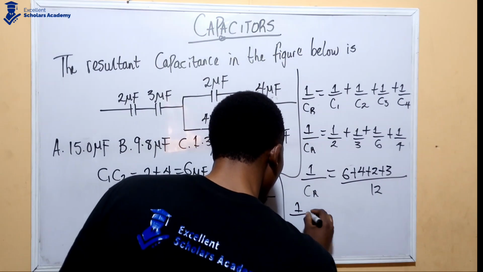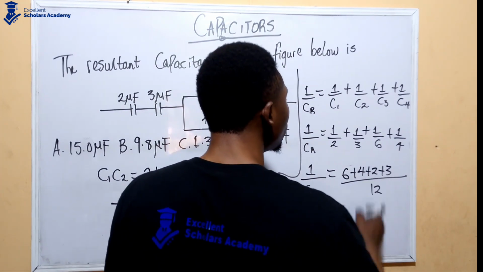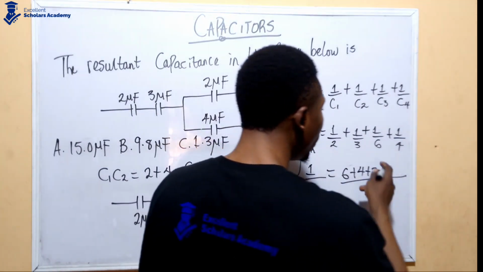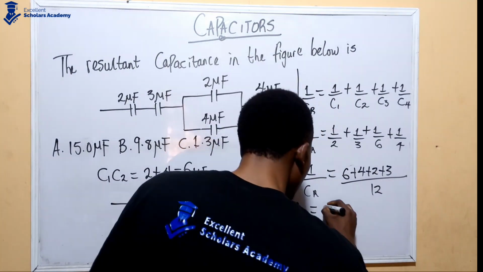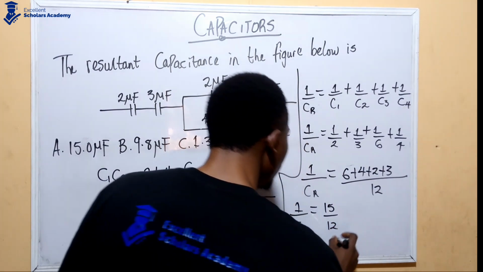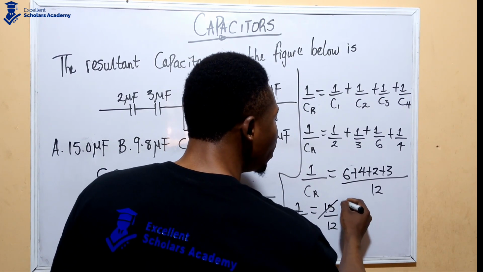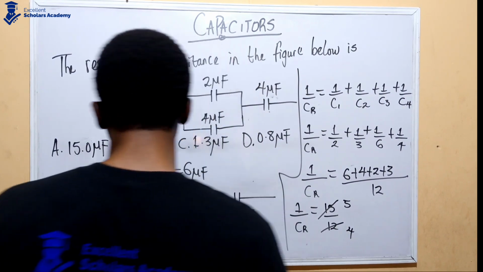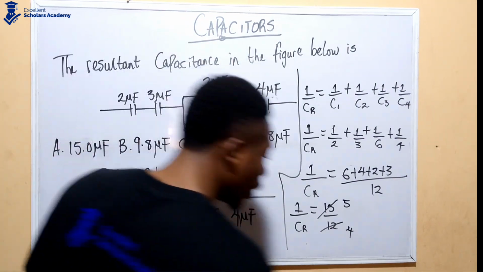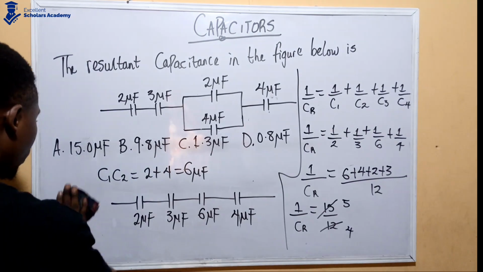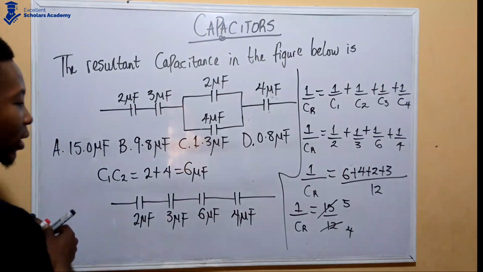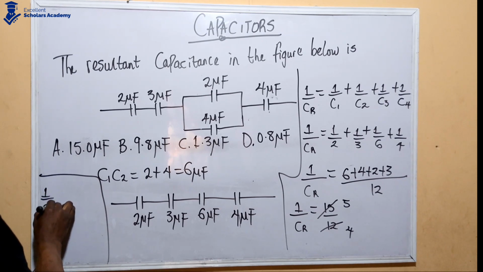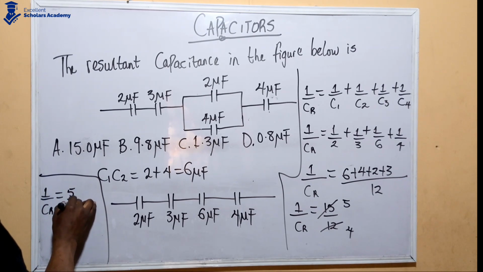So this is going to be 1 over CR is equal to, now 6 plus 4, that gives us 10. Plus 2, that gives us 12. Plus 3, that gives us 15. So this is going to be 15 over 12. Now 3 can go in 15 and give us 5. 3 can go in 12 and give us 4. All right, so we're going to be left with 1 over CR is equal to 5 over 4.